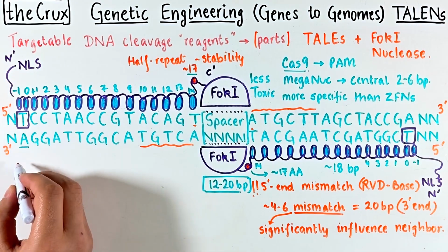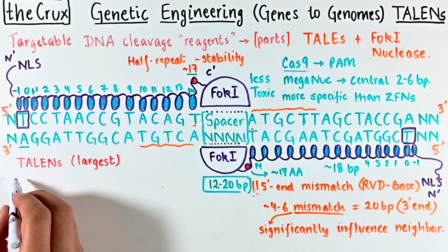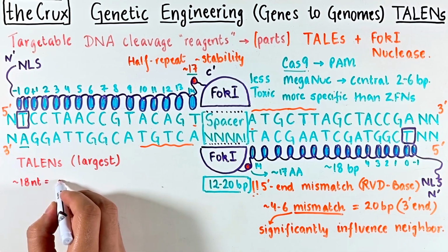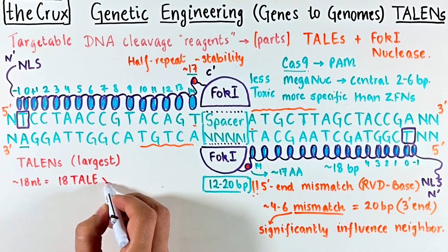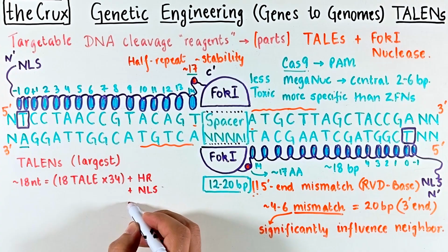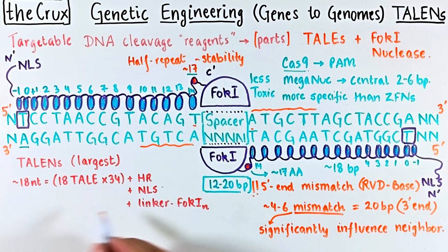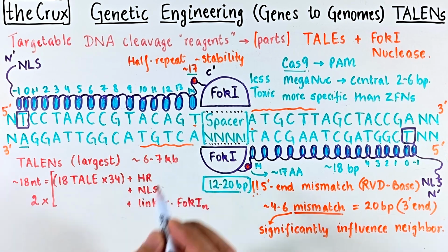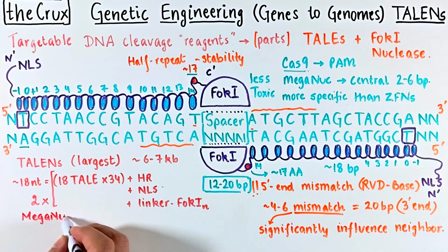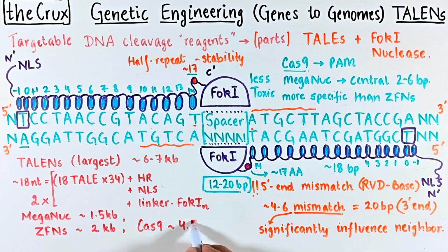The biggest pain point in TALEN usage is that they are quite large. If you're targeting an 18 base pair region, then you have 18 TAL arrays of 34 amino acid length, plus the half repeat, plus the NLS, and the nuclease domain. You need right and left side targeting as well, so all this is doubled in numbers. This totally ends up being in the 6 to 7 kb range. In comparison, meganucleases are less than 2 kb, ZFNs are about 2 kb, Cas9 is around 4.5 kb.